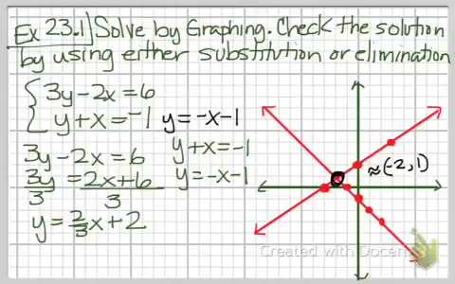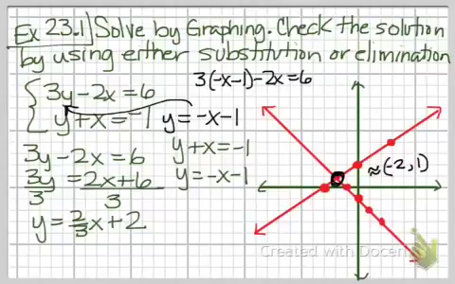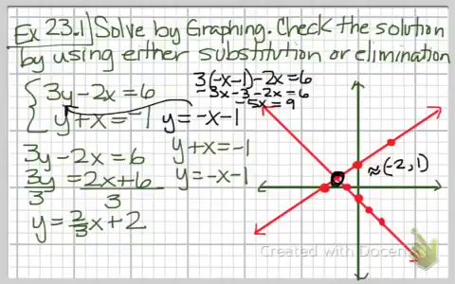Since we already know that y equals -x minus 1, we can take that and substitute it in for y in the first equation. So you get 3 times (-x minus 1) minus 2x equals 6. When we multiply the 3 out, we get -3x minus 3 minus 2x equals 6. So -5x equals 9. We're adding 3 to both sides. Divide both sides by -5, and we find x is equal to -9/5.